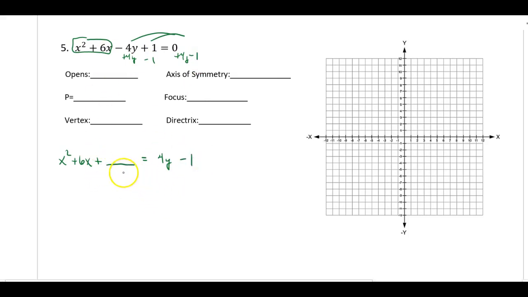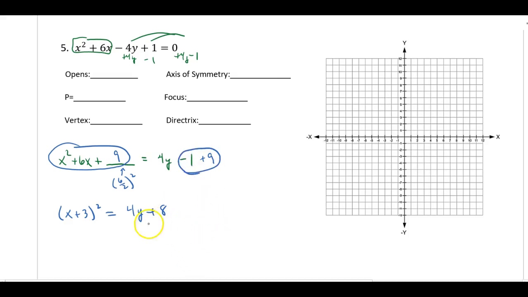Now if you remember, to complete the square here, I have to take half of 6 and square it, and that would give me 9. If I add 9 to this side, I'm going to add 9 to this side. When I go ahead and rewrite this as (x + 3) all squared equals 4y plus 8, because when I combine these I get plus 8.